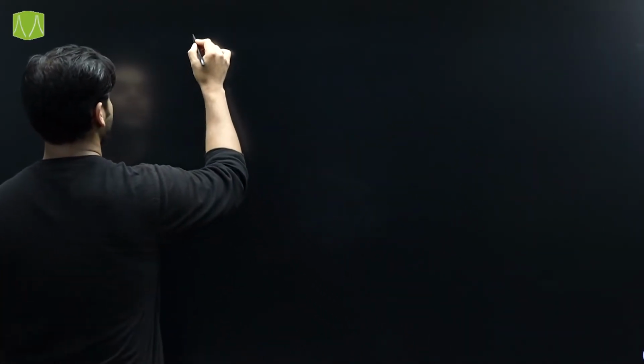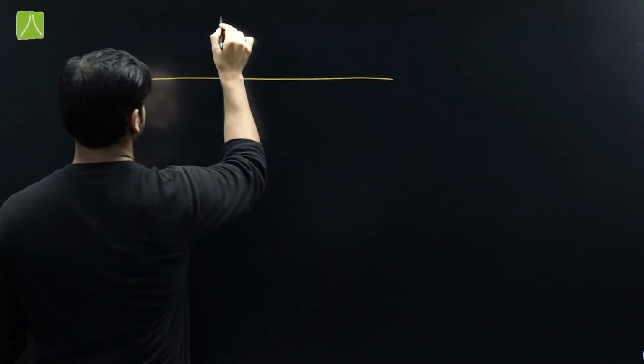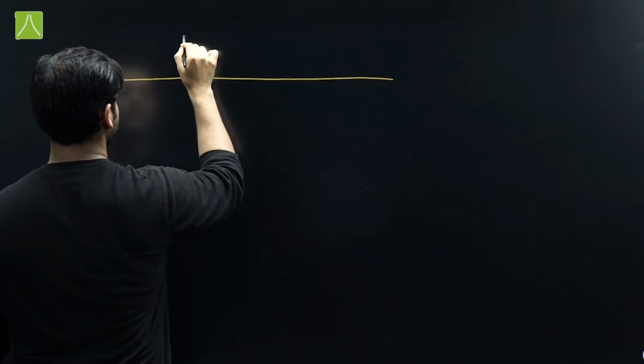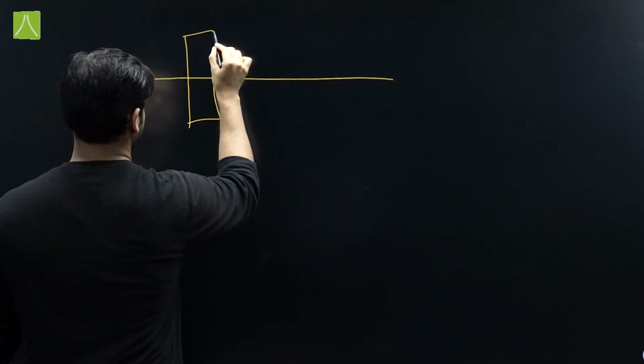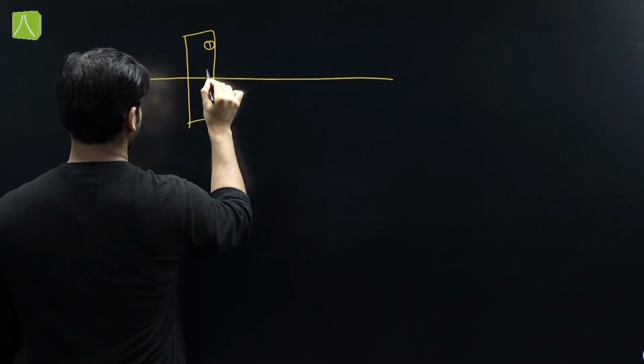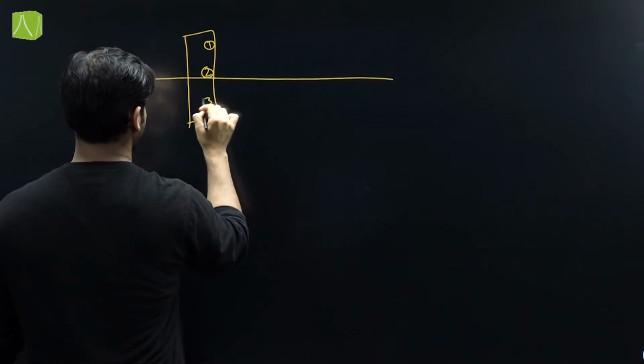What is this sodium potassium ion channel? This is a cell membrane, and let's say this is an ion channel. Site number 1, site number 2, site number 3.